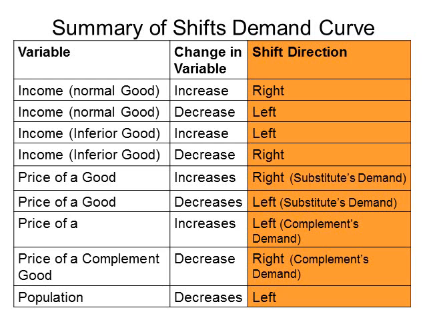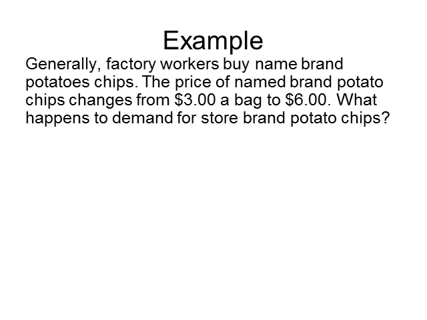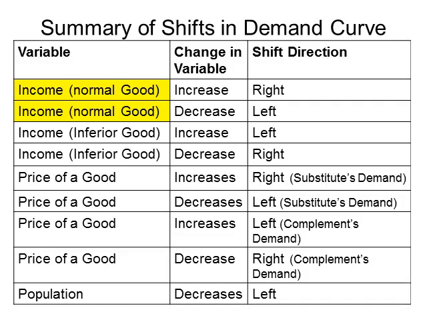The third column tells us what happens to the demand curve as a result of the change. Let's look at an example of reading the columns. Generally, factory workers buy name brand potato chips. The price of name brand potato chips changes from $3 a bag to $6 a bag. What happens to the demand for store brand potato chips?